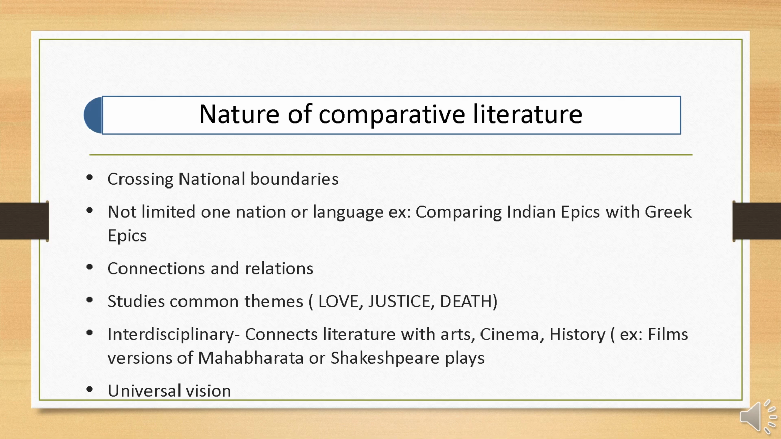Connections and relations: it studies common themes like love, justice, death. Interdisciplinary: it connects literature with arts, cinema, history, for example, film versions of Mahabharata or Shakespeare plays. And universal vision. Universal vision means literature reflects universal human emotions and struggles. Comparative literature highlights this universality, meaning different styles, different cultures, the literature is going to highlight.